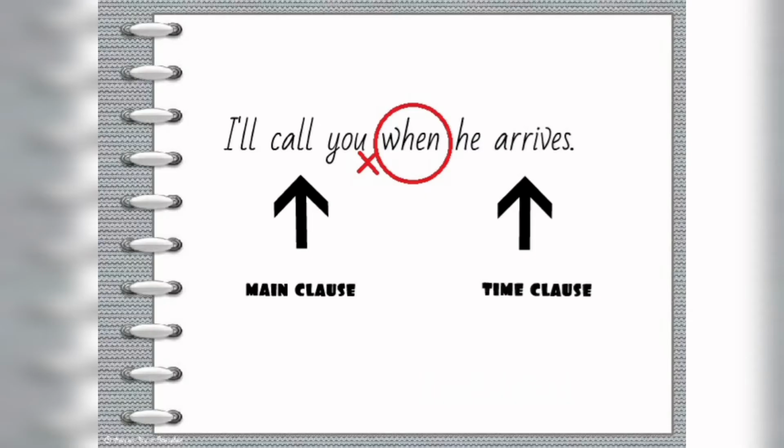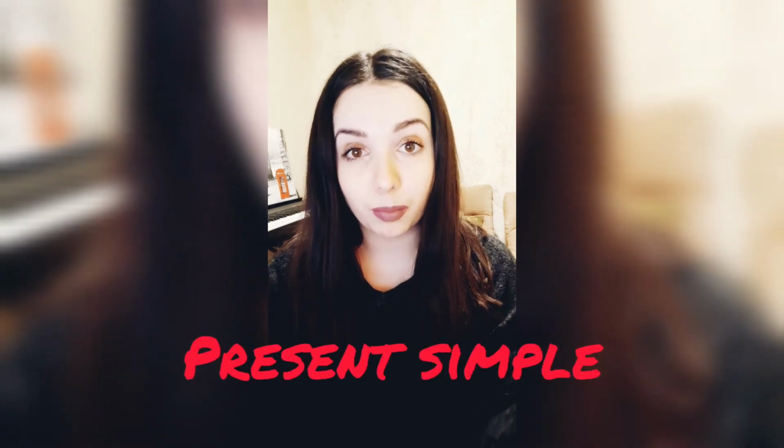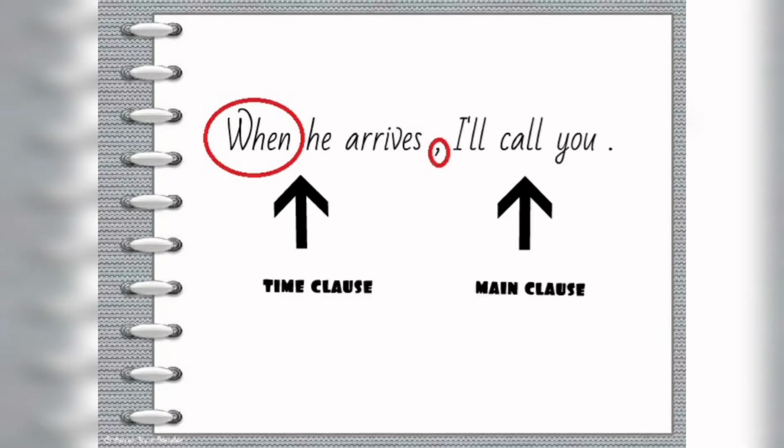I'll call you when he arrives. So we can see I'll call you, it's the main clause, and when he arrives, it's time clause. I identified this by the word when. You have to remember that when you are talking about the future and you are using the time clause, you are going to end up using present simple. And you can also invert this time clause too. When he arrives, I'll call you. Don't forget about a comma.